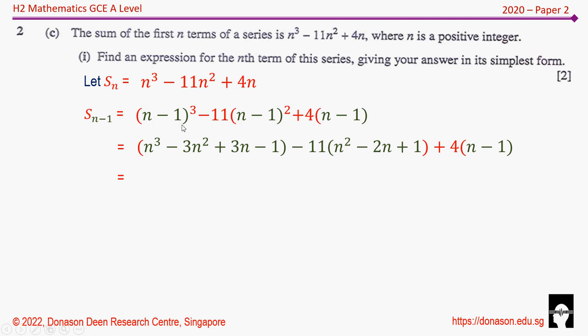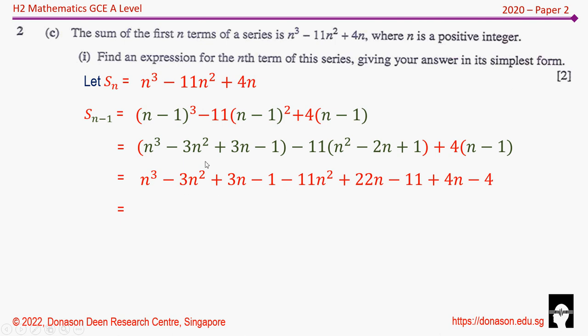So if you expand this first bracket, it's going to become n cubed minus 3n squared plus 3n minus 1. And then this part is simply a quadratic expression, so n squared minus 2n plus 1. And the last one is just simply 4n minus 1. So we can simplify this further. So we've got an n cubed, that is only once. There's a minus 3n squared. There would be another minus 11n squared. So we can combine them together.